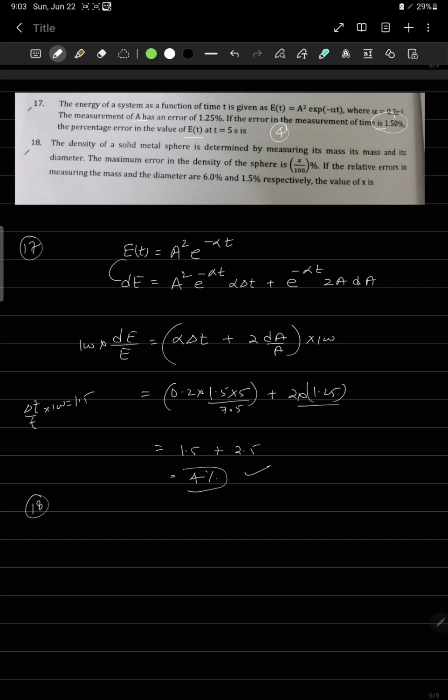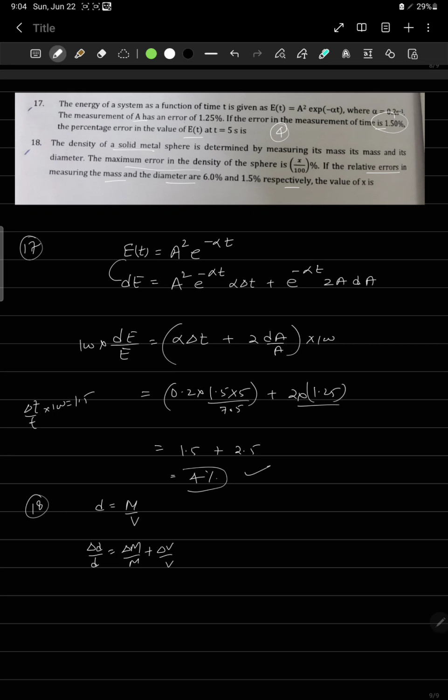Let's see the next question, number 18. Question 18 is kind of straightforward. The density is measured here. Maximum error in density, relative error is measured for mass and diameter. We have done this cuboid question, if you remember, with the volume. So the same thing we'll do here. D equal to mass by volume. So delta D by D is equal to delta M by M plus delta V by V.